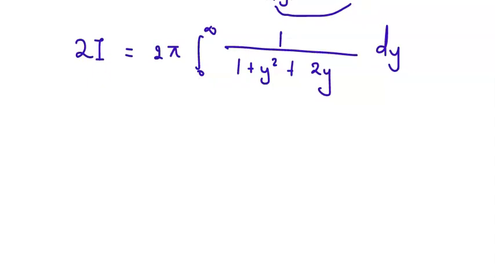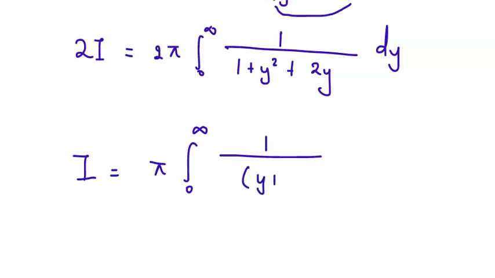Now divide both sides by 2. We see that our I is equal to pi times the integral from 0 to infinity of 1 over, so this is a perfect square, right? So it is y plus 1 whole squared, and then we have our dy. Okay, this is really cool.